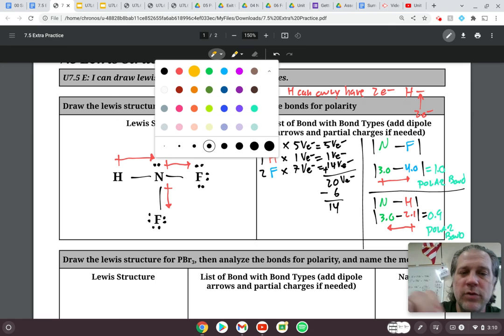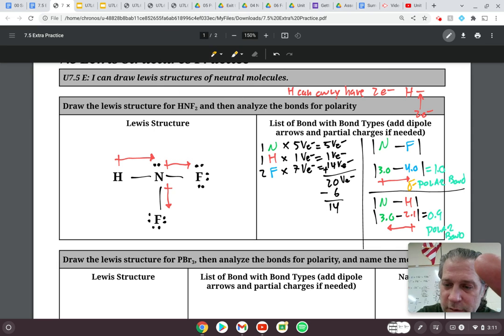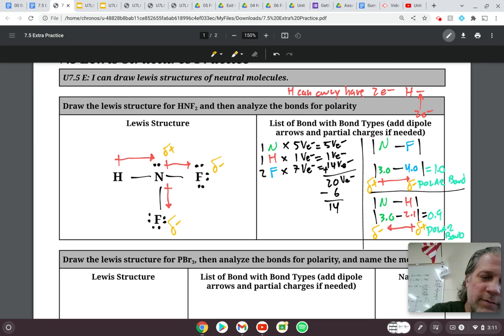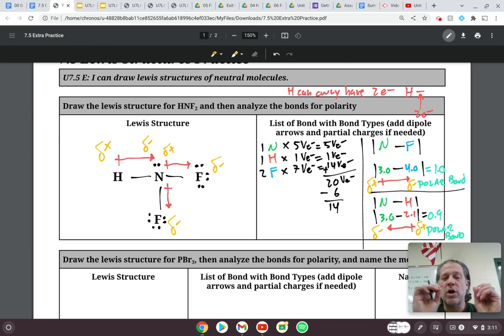Then the other thing we have to do is use the partial charges. The negative partial charge goes toward the more electronegative element. So this side would be delta negative and this side would be delta positive, and down here would be delta negative and delta positive. On my structure, I have delta negative on my fluorines and delta positive on my nitrogen. But on my hydrogen, I have delta positive and delta negative, because we're talking about the bond and not just the atom. So that's the answer and the work associated with the first practice problem.